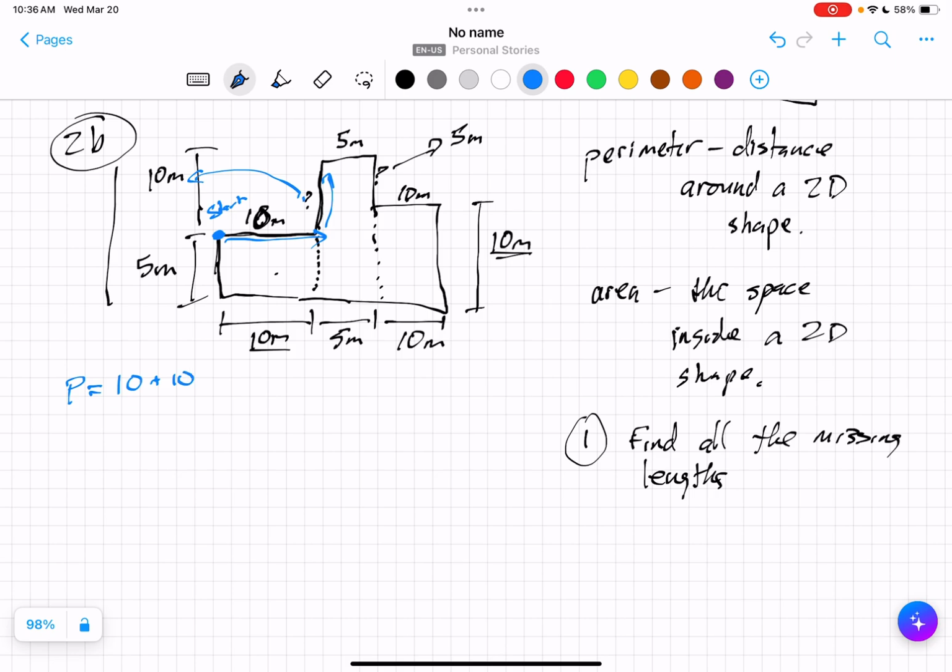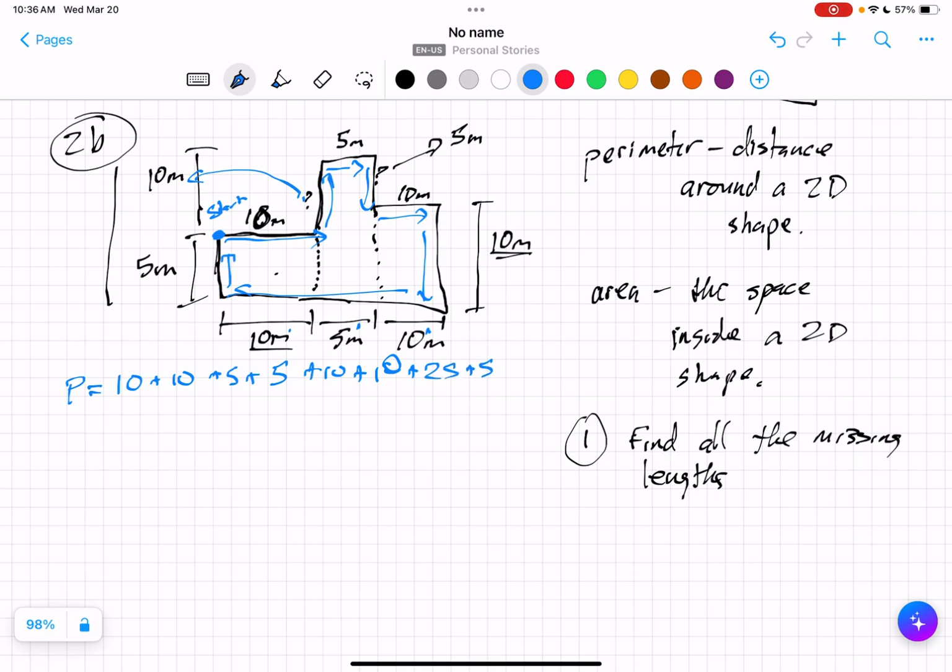That's plus 10. Go to the right, plus 5. Go down, plus 5. Go to the right, plus 10. Go down, plus 10. Go to the left, all the way to the left, we have 10 plus 5 plus 10. That's a total of 25. Oops, I lost that 10. And go back up, that's 5.